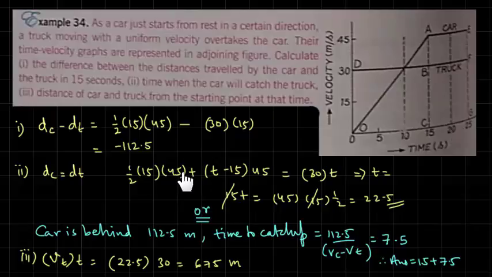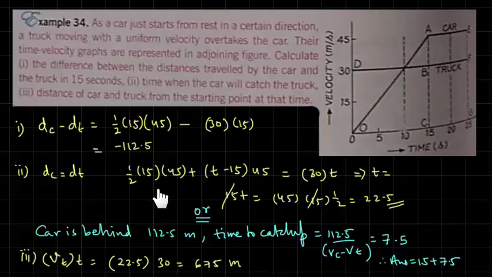So let's say that it is some time t at which this happens. And it is definitely more than 15 seconds, because till the 15 seconds of the triangle, the car was actually behind the truck by this many meters. So car has to travel some more distance in order to catch up. Only then the area will become same. So if it happens at time t, then we can say that dc is equal to dt at that time.